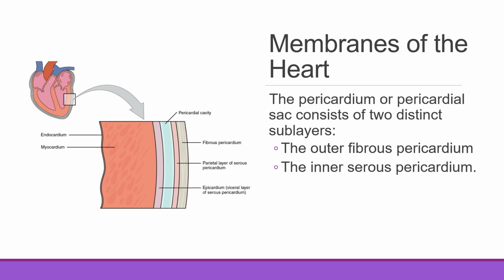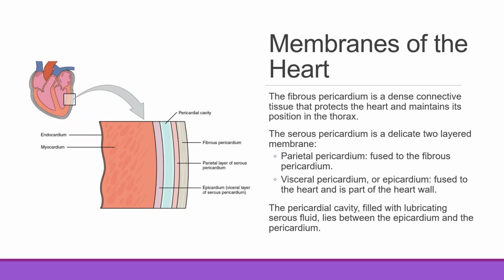So the pericardium, or the pericardial sac, is actually made of 2 distinct sublayers. There's the outer fibrous pericardium and the inner serous pericardium. The fibrous pericardium, if you look at your picture, is the gray on the outside there. It's made of dense connective tissue. It protects the heart, and it maintains the heart's position in the thorax.